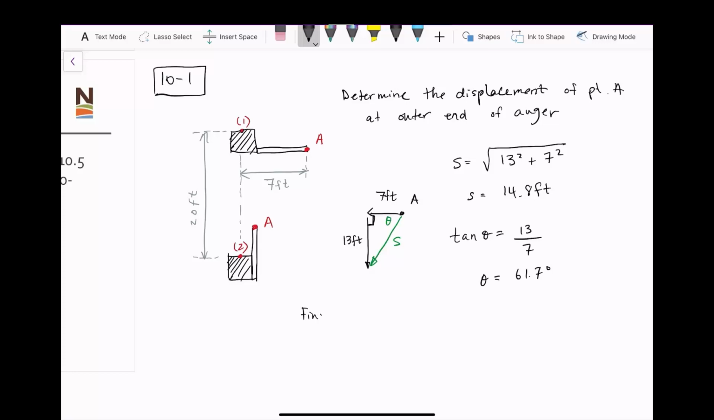And so what I like to do, when we're writing out our final answer, is just say that the final displacement is 14.8 feet. And we know that that's at an angle of 61.7 degrees relative to the horizontal when we draw it that way. Okay, so that is the answer to 10.1.